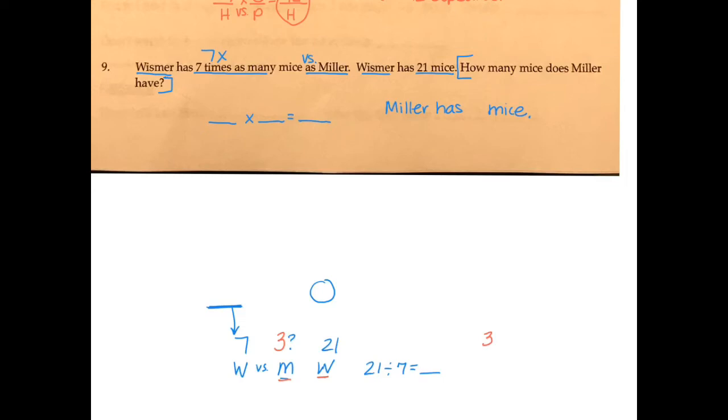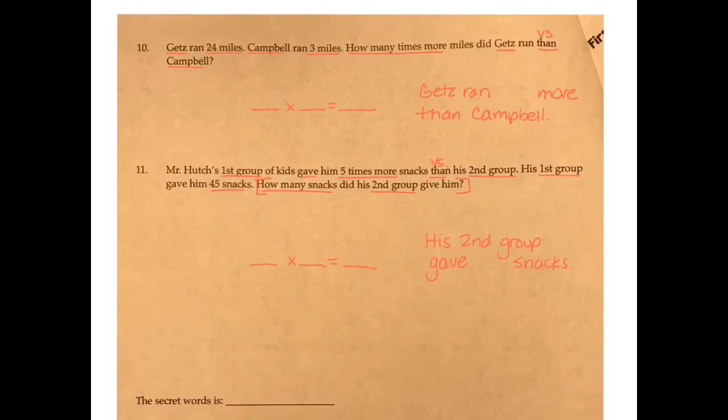All right, on to the back. Here we go with Getz ran 24 miles, Campbell ran 3 miles. This says how many times? So we're going to notice that hint is question mark X. Did Getz run versus Campbell? How many times always goes first. Now we have 2 numbers, 3 miles and 24. 24 has to go here. 3 has to go here to make the equation true. And let's go ahead and label.